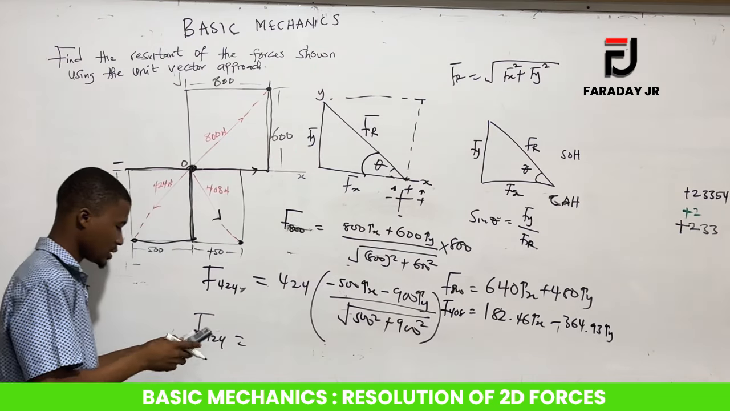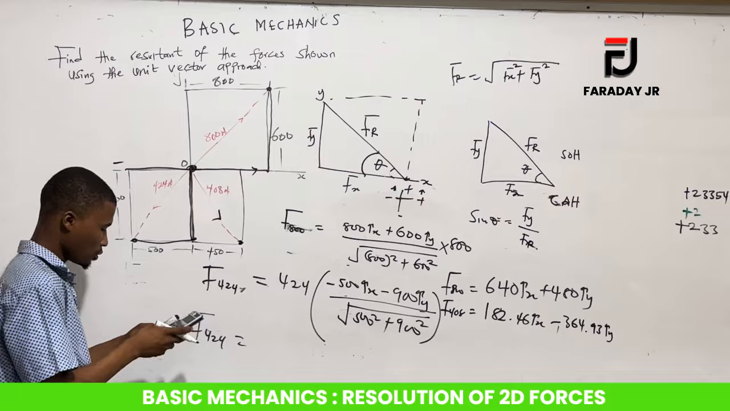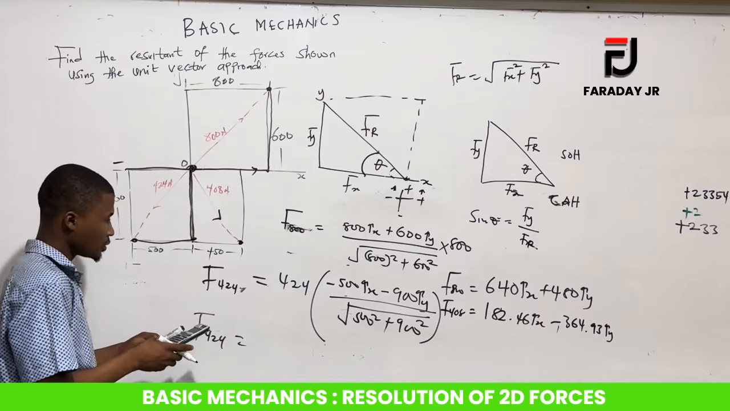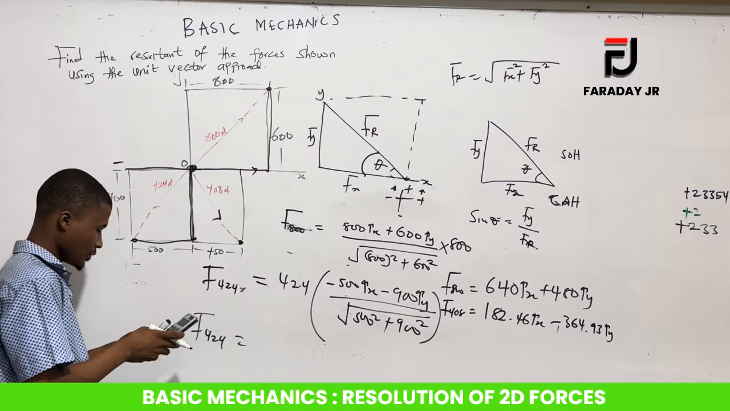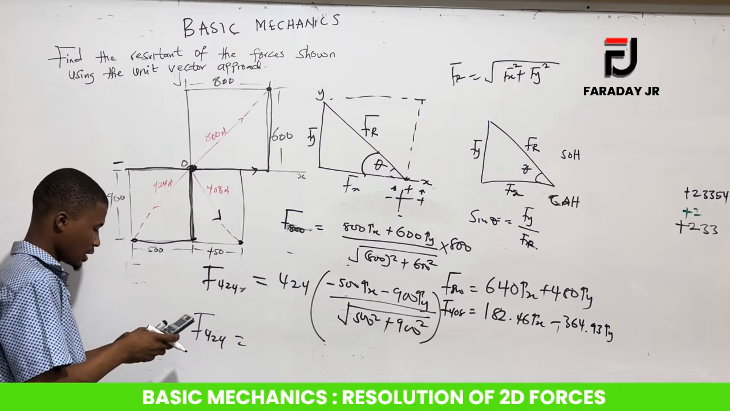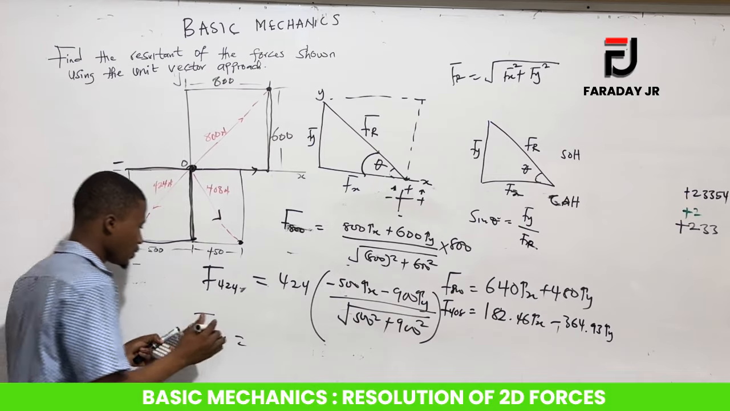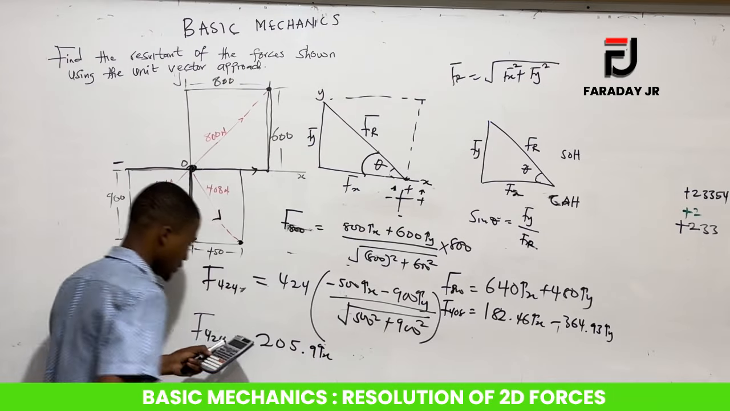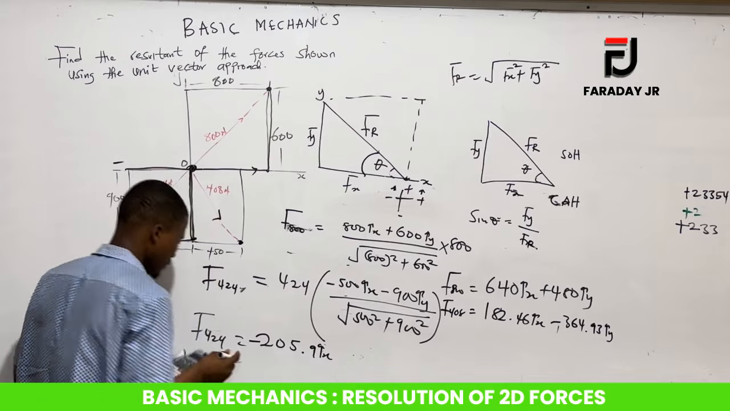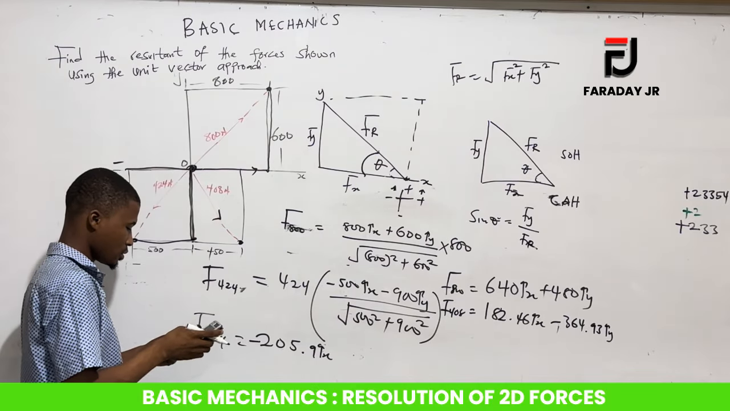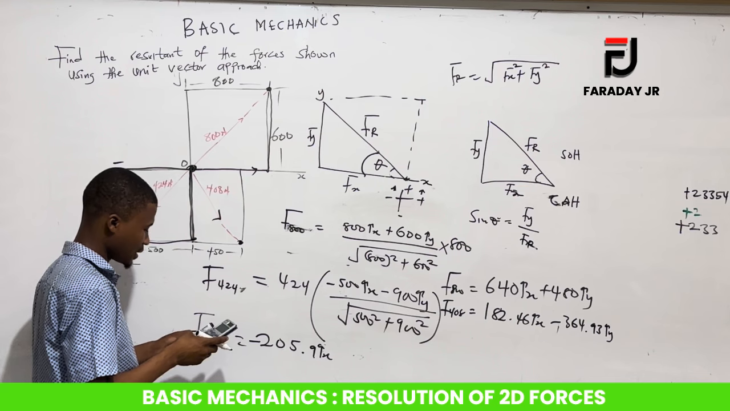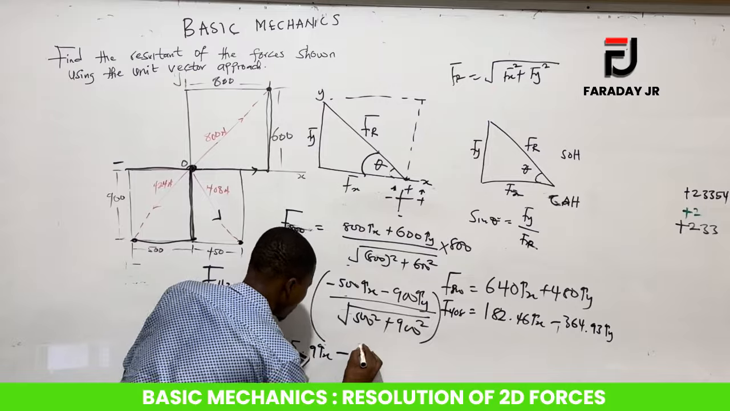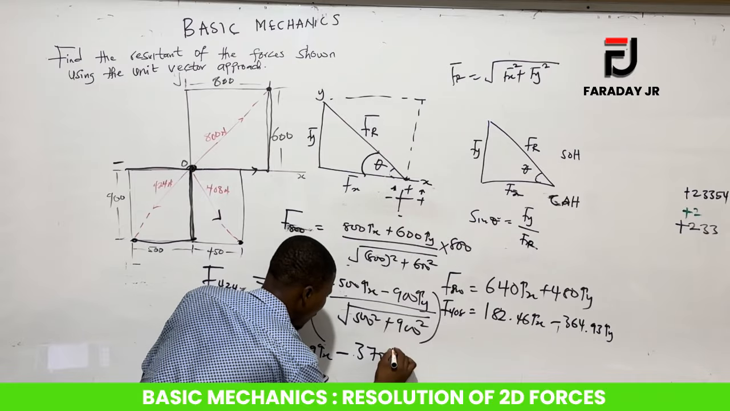So this one I'm going to do straight. This one will give us 424, bracket. So this is 500 divided by root of 500 squared plus 900 squared. Okay. So this one gives me 205.9 i x, and that will be negative. And then I have minus, right? 900. So this one will also give me minus 370 i x.